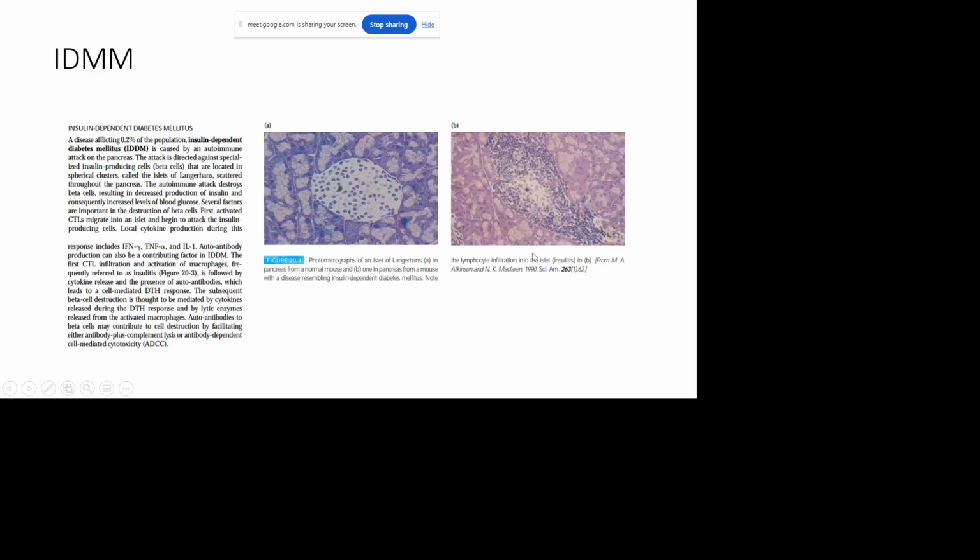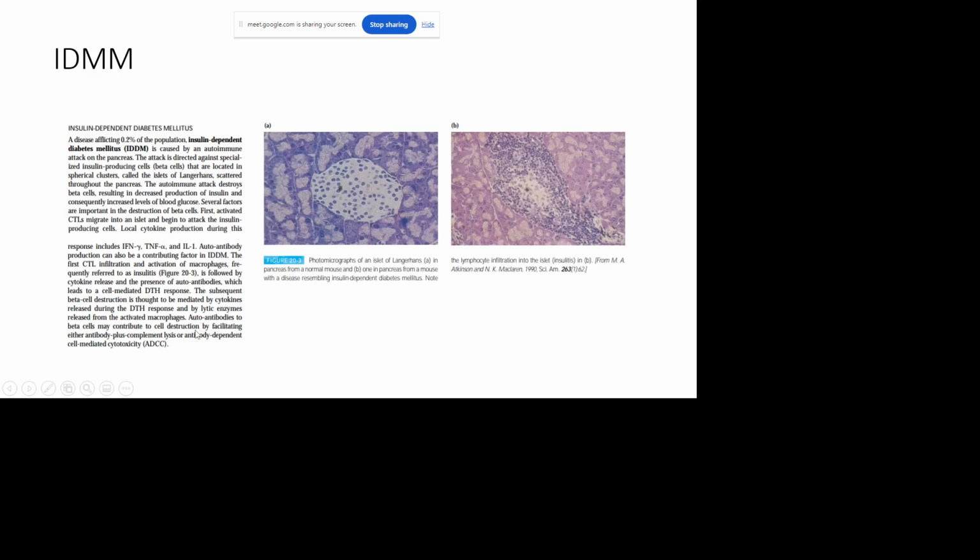After this lymphocyte infiltration, the cytotoxic T cell, CTL, will destroy the beta cell. The other immune cells, for example macrophage and neutrophil, can also destroy the beta cell. And as there is lymphocyte infiltration, that includes the B cell also. B cell will produce the autoantibodies.